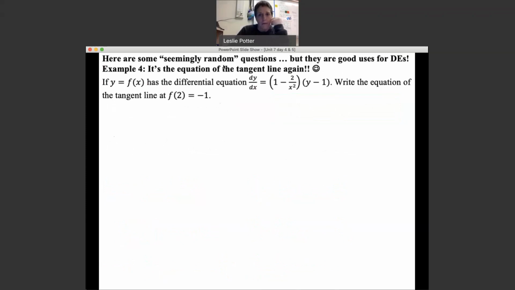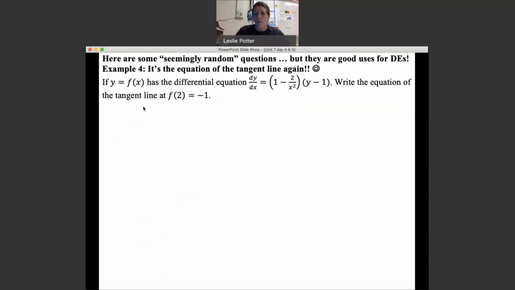Here are some seemingly random questions, but they are good applications for differential equations. It's the equation of the tangent line problem again. I've asked you this on almost every test, actually pretty much every test, so it's coming up again. We love to hit this question in so many different ways, but this is one way we can tie it into the differential equation unit. That's really important because College Board only has 6 free response questions they're going to ask you, so they really have to combine units on those questions. And this is one way to do it.